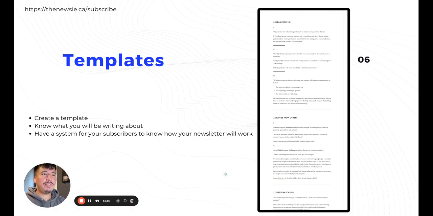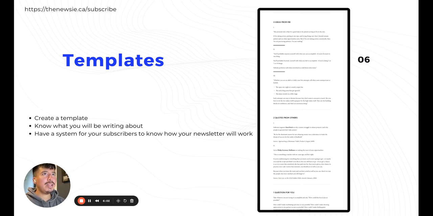Number 6 is templates. So you want to create a template when you start a newsletter. Now, this is not a must have, but I recommend you do this because it will save you so much time when you're writing out your email, whether it's a daily newsletter or a weekly newsletter.